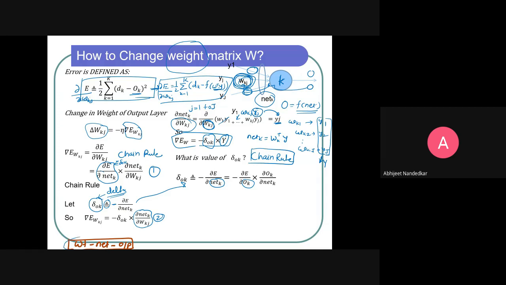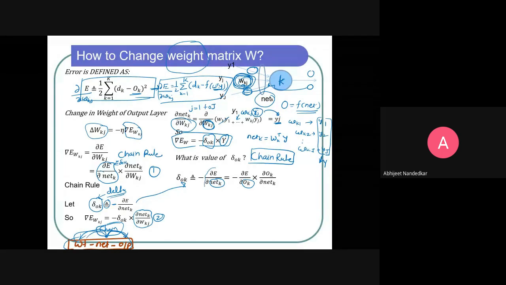I have written here that relation. You have to remember this for this derivation. So weight is related to net and net is related to output, or vice versa. Output is related to net and net is related to weight. So this fact we are going to use in the chain rule. Next step, we are calculating this quantity delta_ok using chain rule, and now we are differentiating with respect to output.